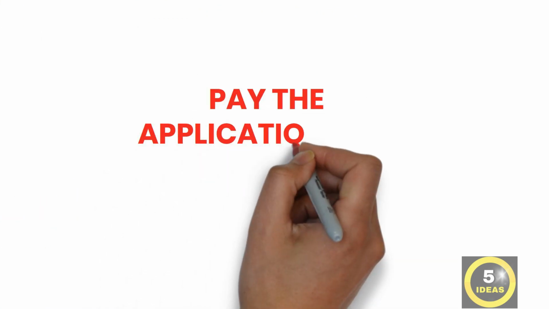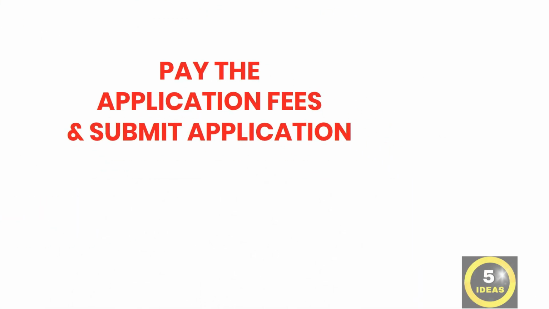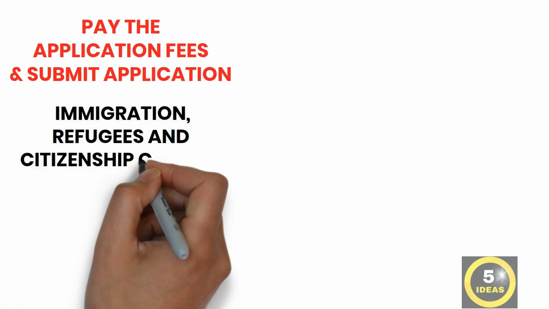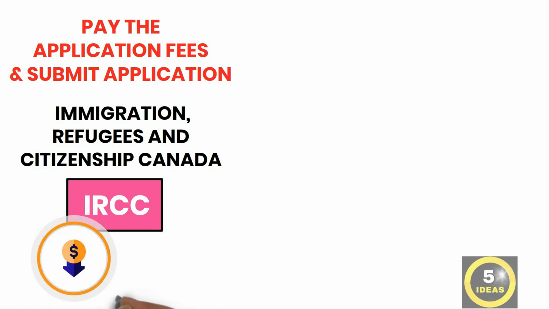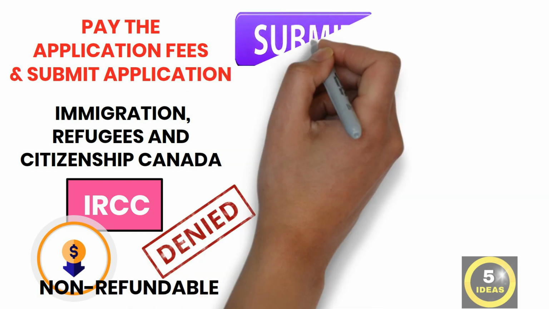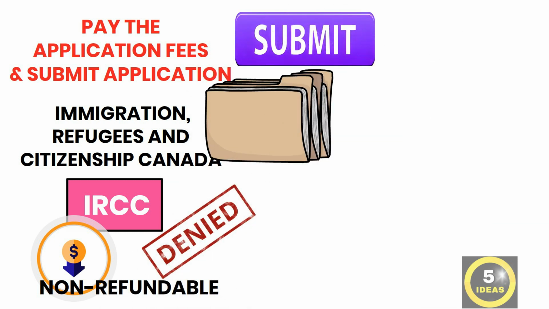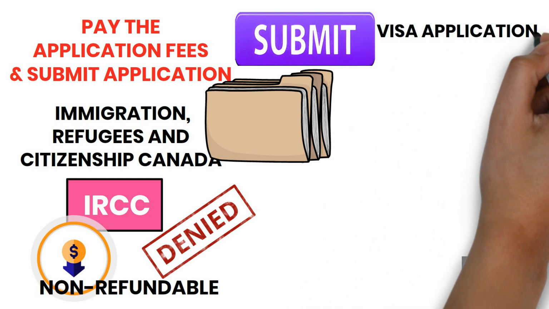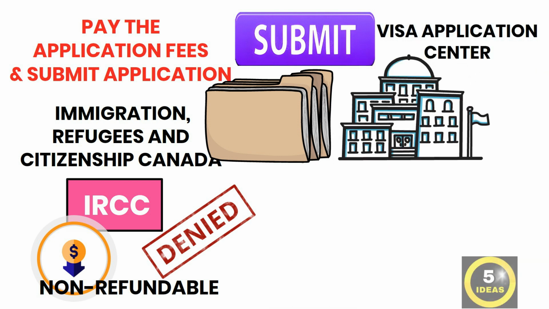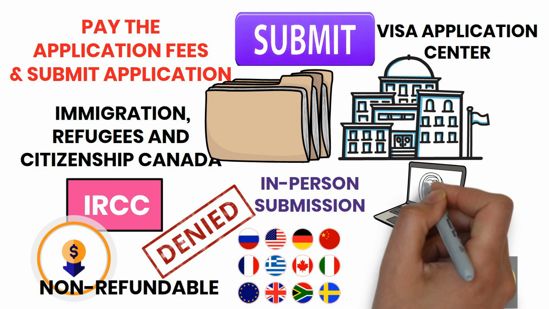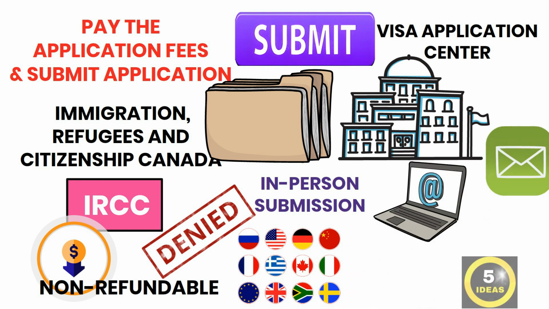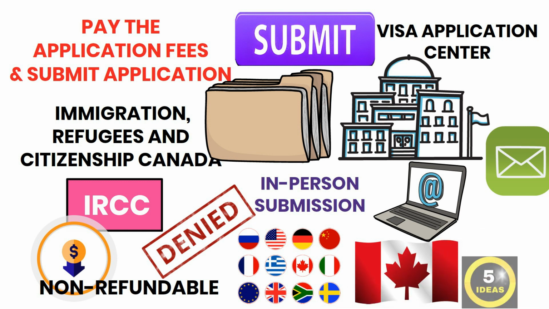Pay the application fees and submit your application. Visit the official website of Immigration, Refugees and Citizenship Canada, IRCC, to determine the current application fees. The fees are non-refundable, even if your application is denied. Submit your completed application along with the required documents to the appropriate visa office or visa application center, VAC, that serves your country of residence. Some countries require in-person submission, while others allow online or mail submission. Follow the instructions provided by the Canadian government for your specific location.